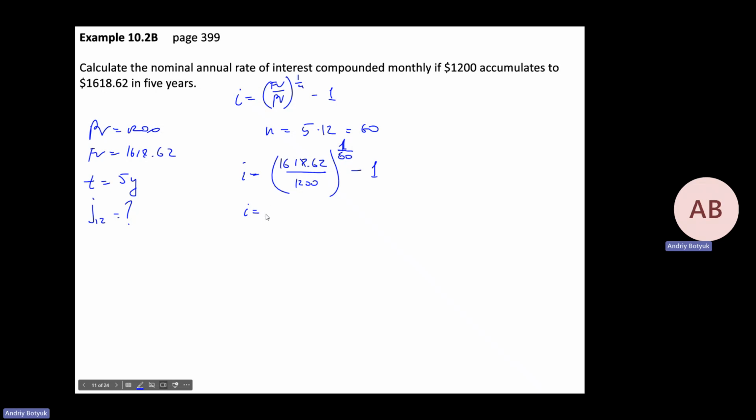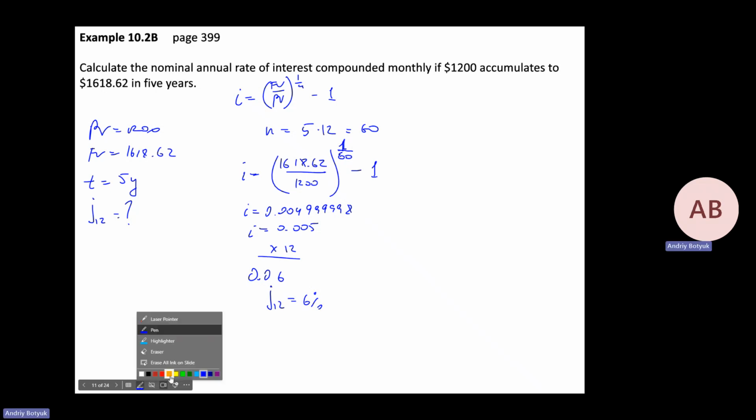And I have 0.0049 and a bunch of nines, right? 1, 2, 3, 4, 5, 8. Typically I say no rounding, but here it is obvious. Times 12, what is it? 6%, right? So J12 is 6%. Calculator? Yes, no?